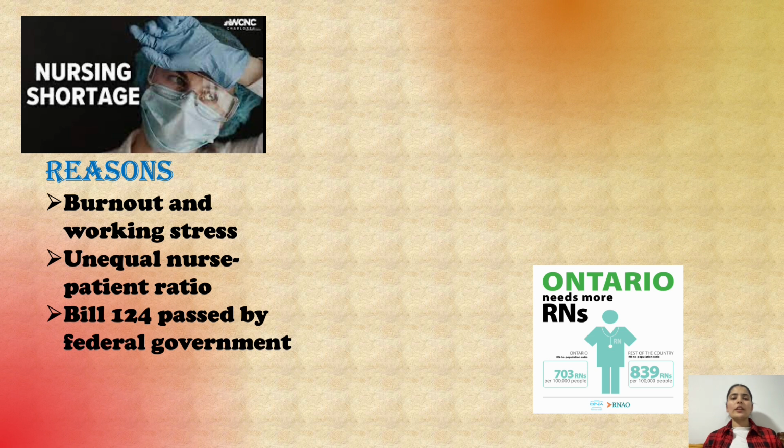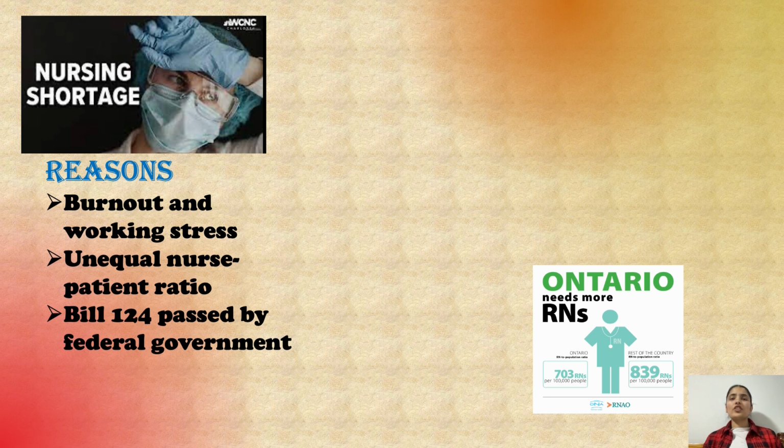The first one is burnout and working stress. It is the main reason why nurses leave their profession, because due to the shortage of nurses, one nurse has to deal with a number of patients that impacts the physical and psychological health of the nurses. The second one is unequal distribution of the nurse-patient ratio that creates an unfavorable as well as stressful working environment. The third one is a bill passed by the federal government, that is Bill 124.